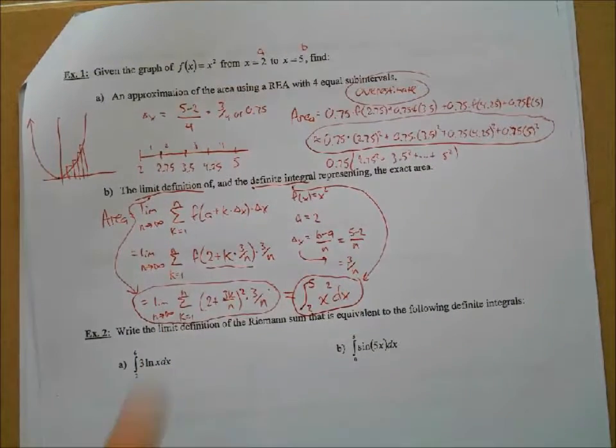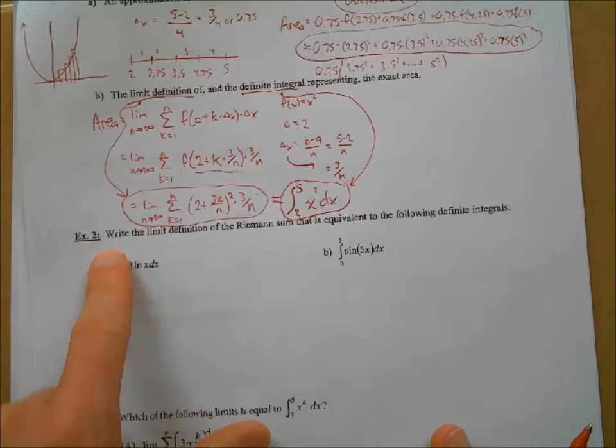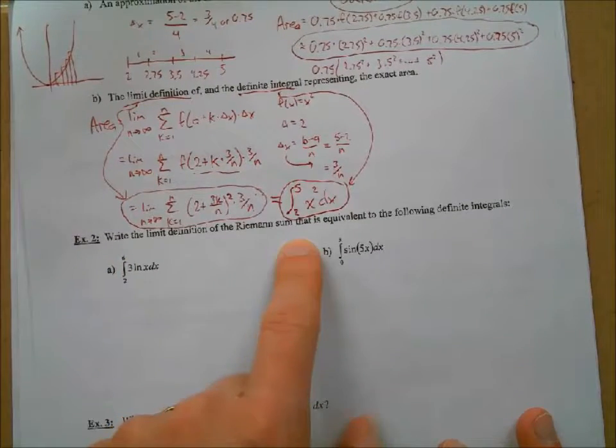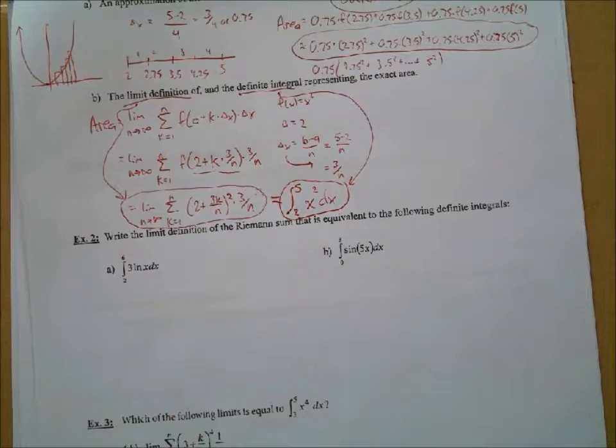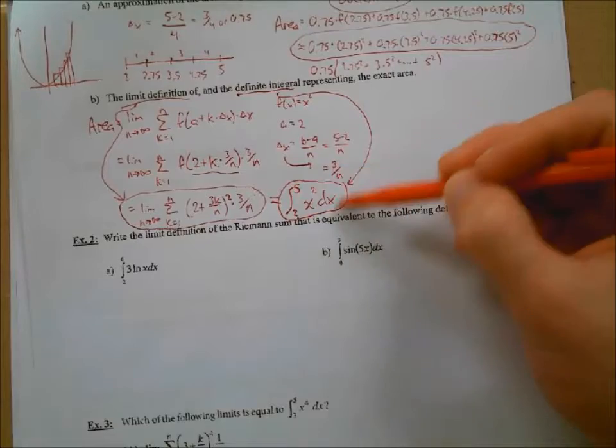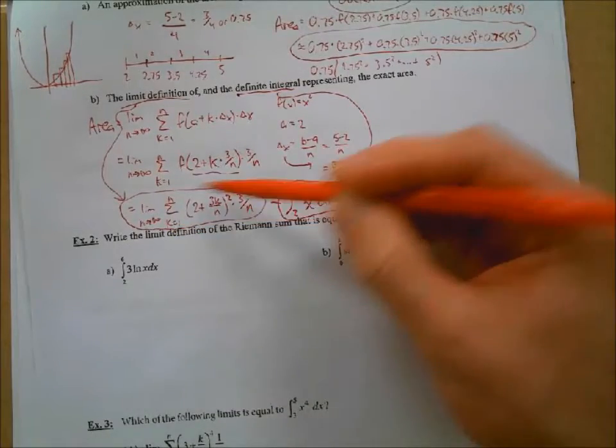Okay, potentially from here to here, too. Okay, so let's try another one here. Here we're given a definite integral, and we want to write the limit definition of the Riemann sum that is equivalent to the following definite integral. So we've got this, we want to come up with this.